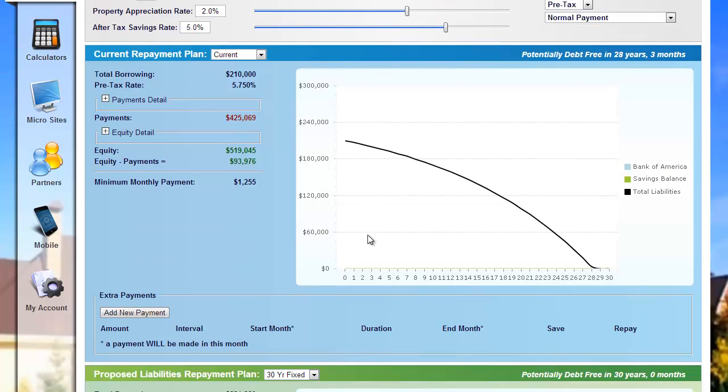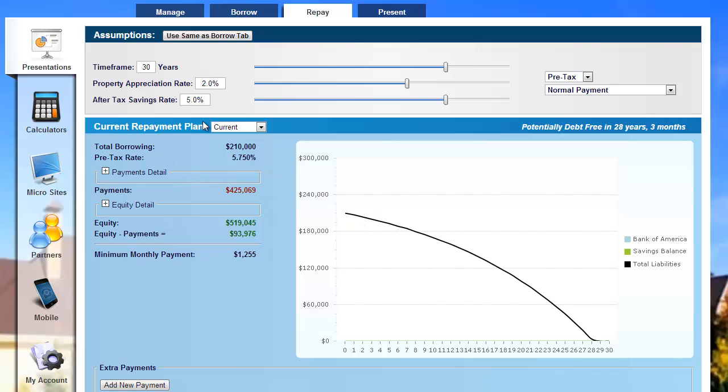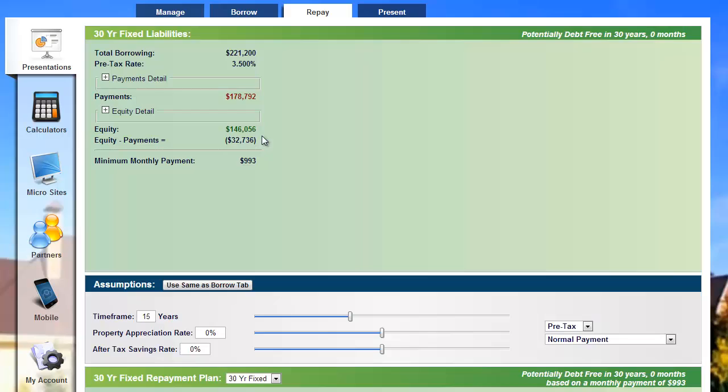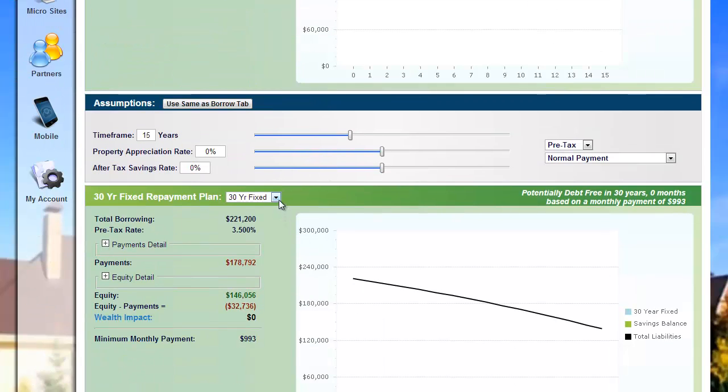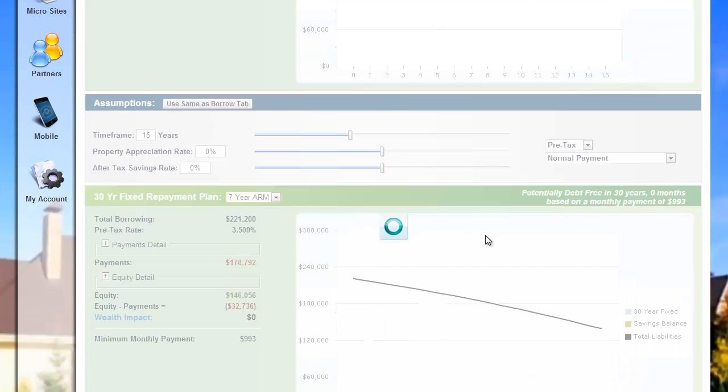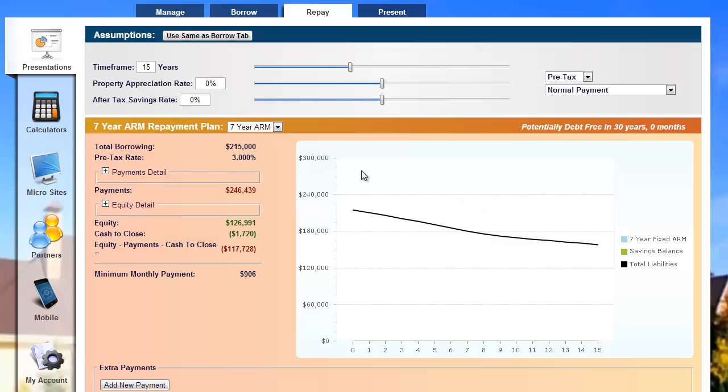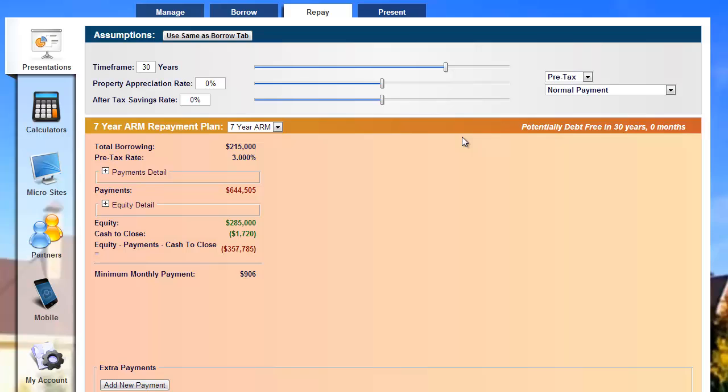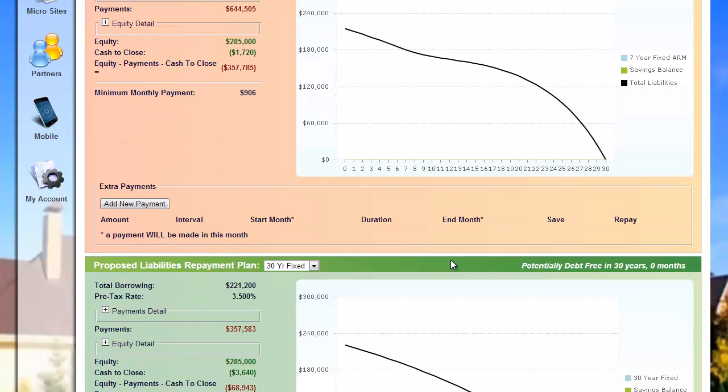There are many different things I can do with it, but what I want to do is I've got the current payment plan up here. I can actually compare anything. So I could come to this page and compare the 30-year fixed option to the 7-year ARM option. That now allows me to compare 2 different scenarios side by side to see what would the financial impact look like if I really was looking at a 30-year time frame.